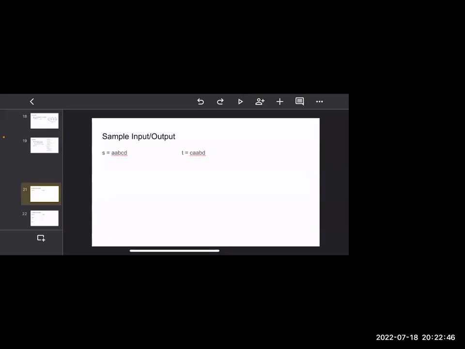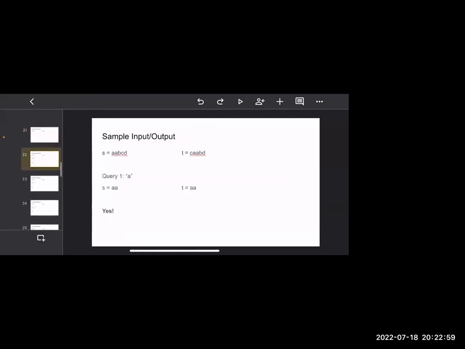So let's do a simple input. We have S and T. S is AABCD, and T is CAABD. And then let's go through the queries, the sample process. Query 1 will be A. Now in both cases, they both have two A's, which means that they're equivalent. And we output a yes for that query. It's pretty simple.